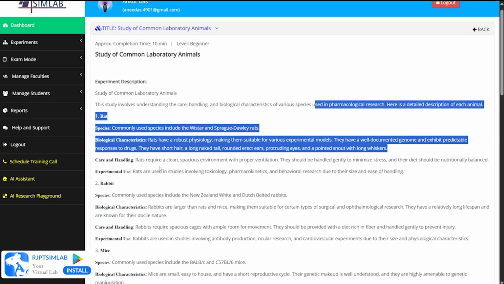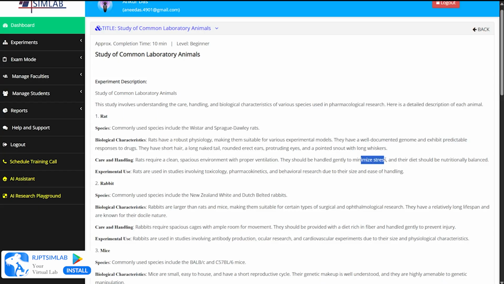Care and handling. Rats require a clean, spacious environment with proper ventilation. They should be handled gently to minimize stress, and their diet should be nutritionally balanced. And the experimental use of rats is in studies involving toxicology, pharmacokinetics, and behavioral research due to their size and ease of handling.